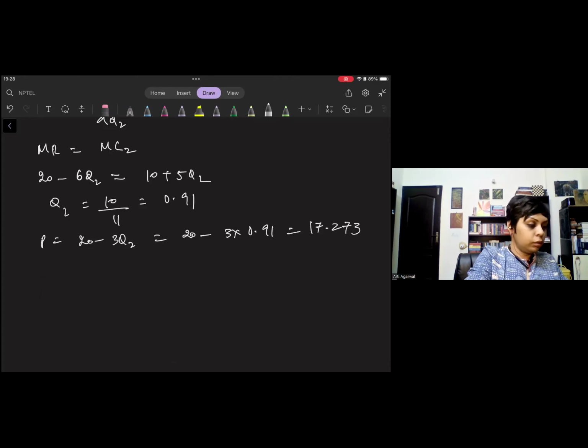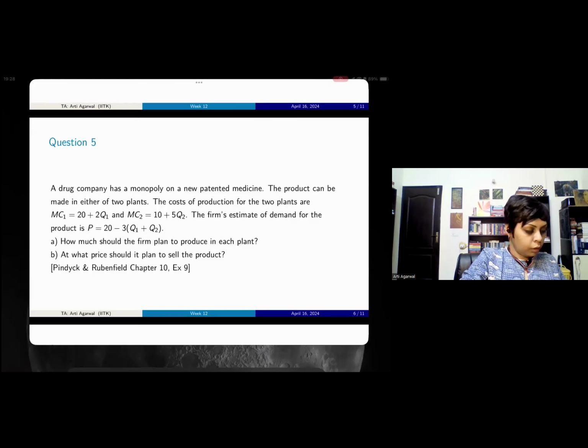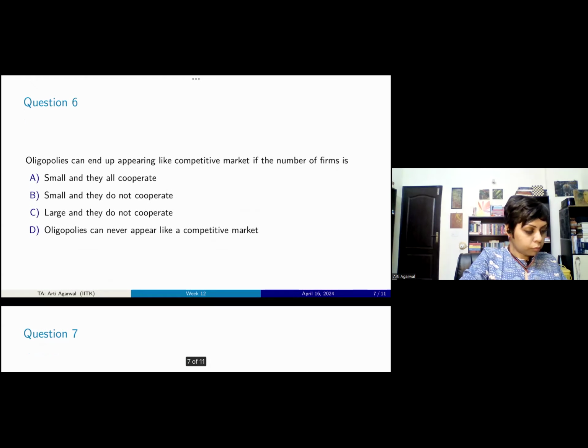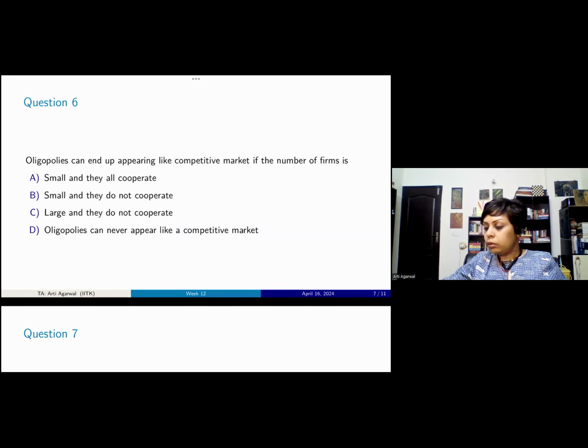Okay, so let's go to oligopoly. This is a simple question, just firstly to introduce you to an oligopoly. Which do you think is going to be the case?